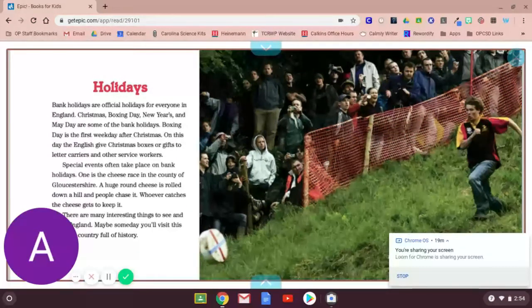One is the cheese race in the county of Gloucestershire. A huge round cheese is rolled down a hill and people chase it. Whoever catches the cheese gets to keep it. Well, that sounds like fun. And it looks like this image helps put a picture to what that cheese race looks like. So here's that wheel of cheese, and here's that person running down the hill to catch that cheese. Okay? All right, so pause and think.